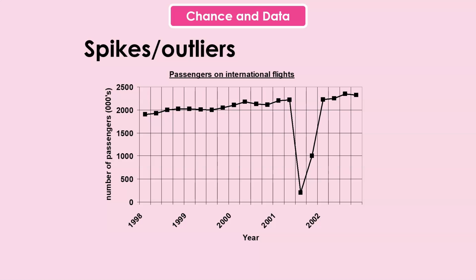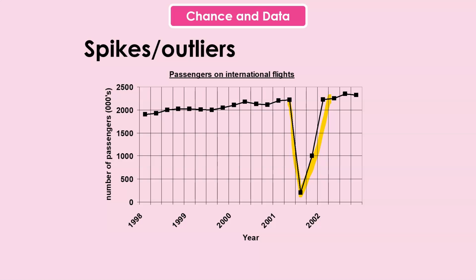Other important features that we can notice if we look at spikes and outliers. So here's some passengers in international flights between 1998 and 2003. We have this massive trough. That's not a repeating pattern. We can kind of try and think for reasons why that is.